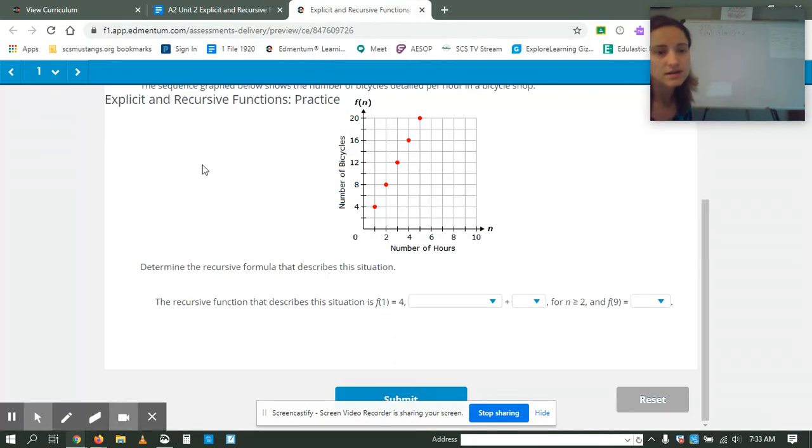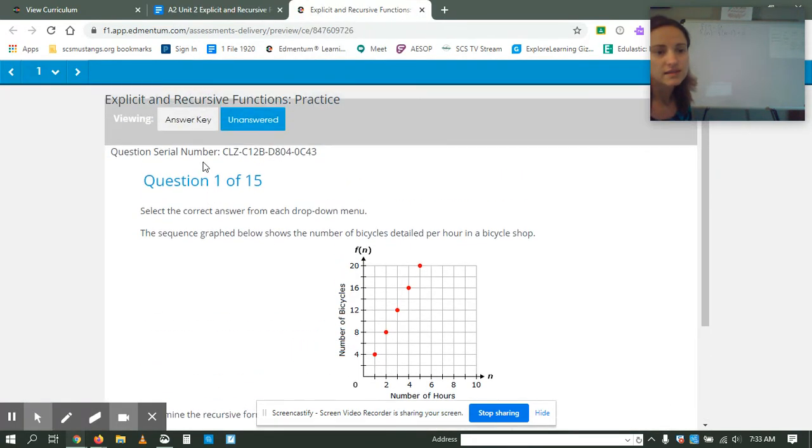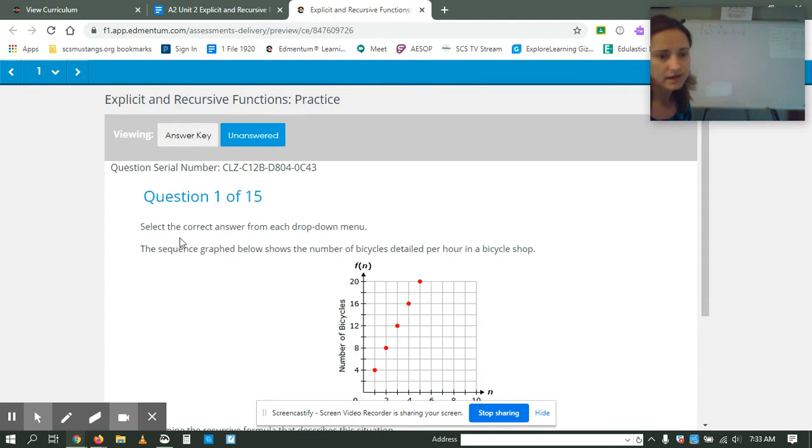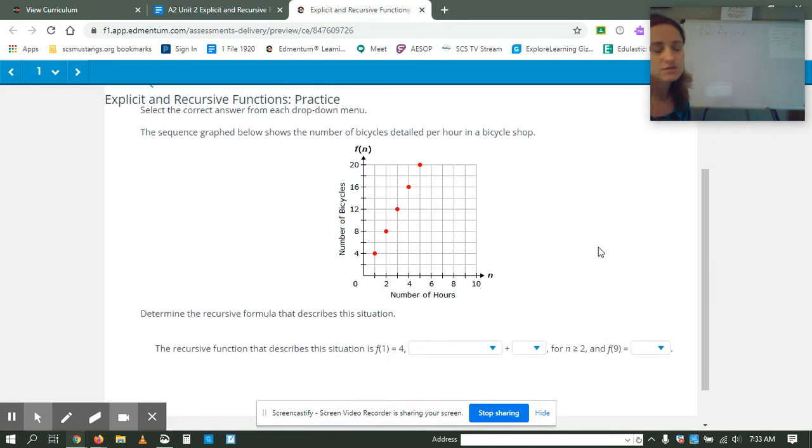So for the first problem, they give us a sequence. The graph below shows the number of bicycles retailed per hour in a bicycle shop. With this one, the decision between linear or exponential, arithmetic versus geometric, is not a hard decision to make, because if you look at this, it makes a line. These numbers go up by the same value, going up by 2s.